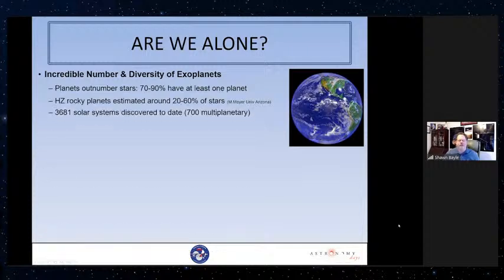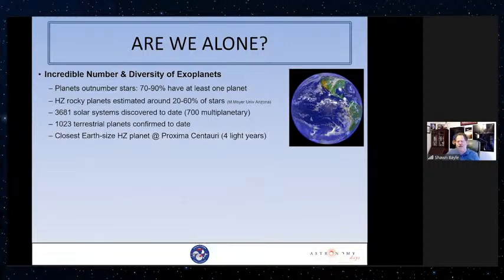We found 3,600 plus solar systems, and we know 700 of them are multiplanetary. We've got over 1,000 terrestrial planets. Those are planets that look a lot like Earth. That's what we found so far. The closest one is only 4 light years away. Hey, that's just a hop and a skip and a jump, right?